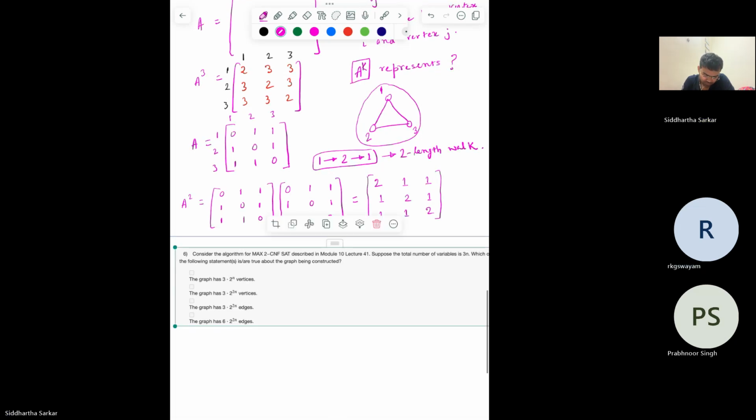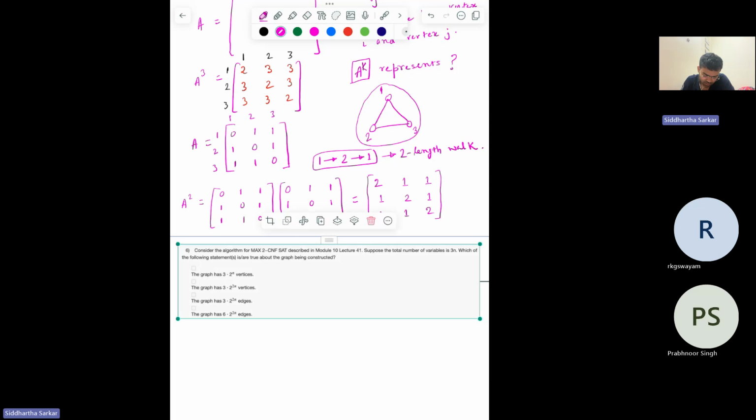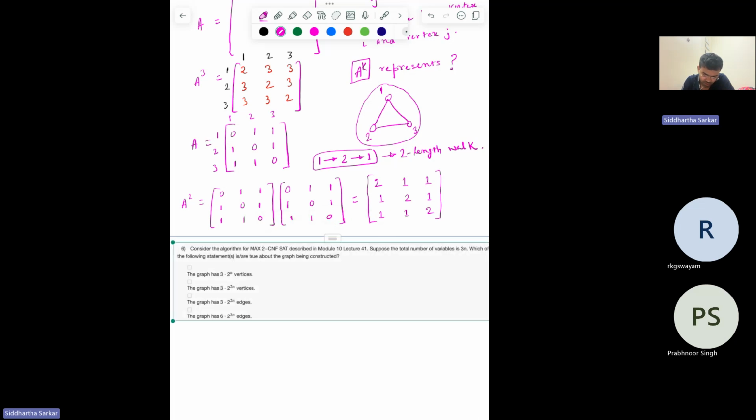The same thing is there in the next exercise today. Max 2 SAT and max 2 CNF SAT are the same thing. CNF you can ignore for now; CNF is conjunctive normal form. We are basically looking at the max 2 SAT question: you are given a 2 SAT formula and maybe it is not satisfiable. You can decide in polynomial time whether it is satisfiable or not. But once you conclude that it is not satisfiable, then what is the maximum number of satisfiable clauses you can have?